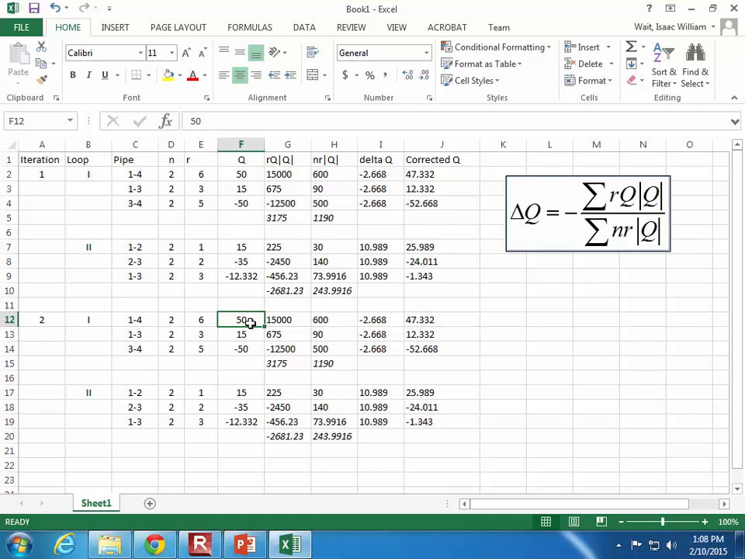The better flow rate guess is equals, and I'll just click up here where I have the most updated flow information for pipe 1-4, right there. So everything else automatically adjusts. Where's my best flow rate guess of pipe 1-3? Right up here, huh? No, no. Equals negative of this one. Why the negative sign?